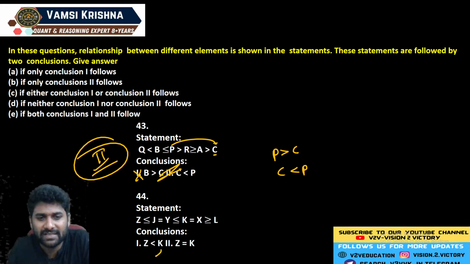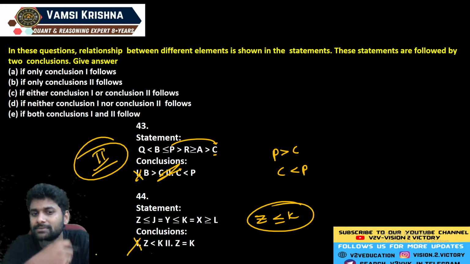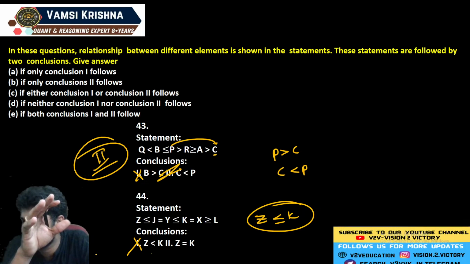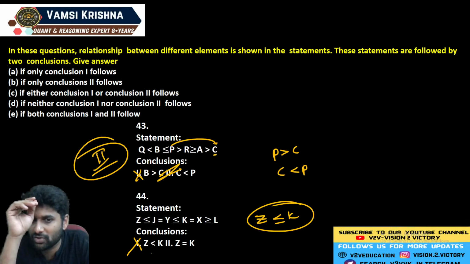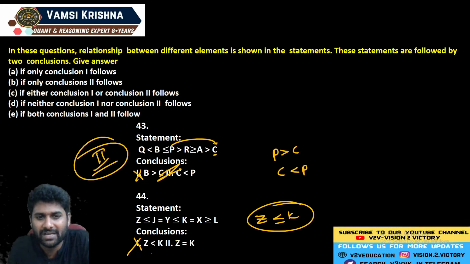Next one. Check the relation for K to Z. Here the relation is Z is always less than or equal to K. But here they have given Z is less than K. So one is wrong. It's always Z less than or equal to K, but they gave less than. That's it, it's wrong. Z is equal to K is also wrong.